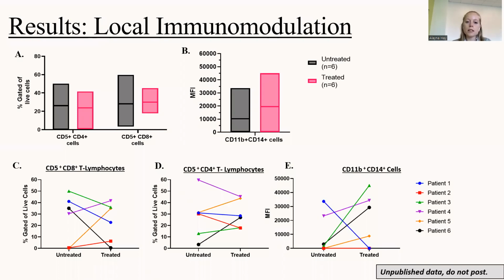In tumor samples that were collected 1 day post-histotripsy treatment, we didn't observe any differences in mean CD4 and CD8 T cell populations between the paired untreated and treated tumor samples in these dogs. However, we did observe an increase in CD11B, CD14 positive cells, a mean increase, as you can see in graph B.